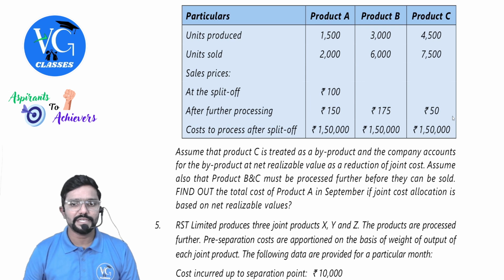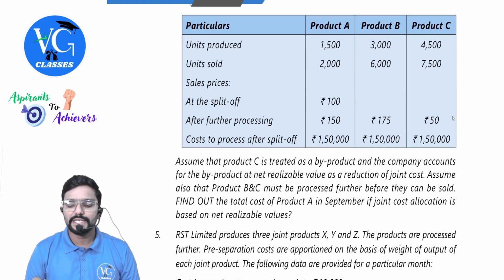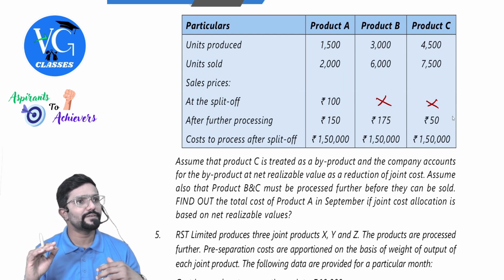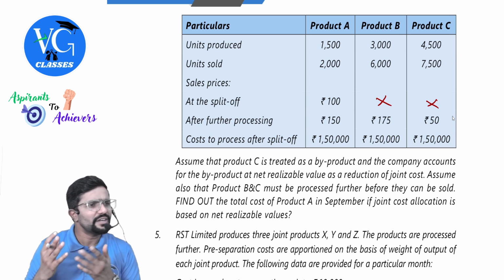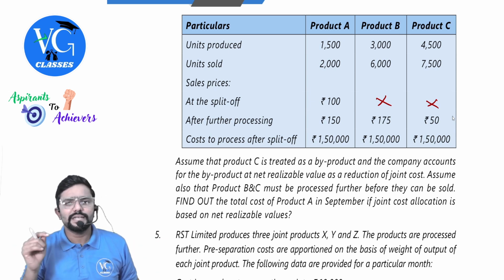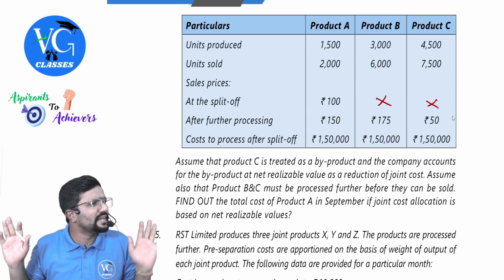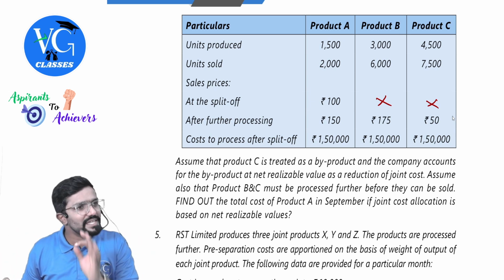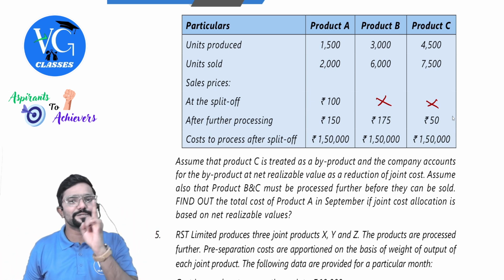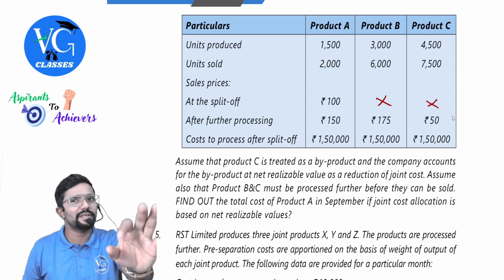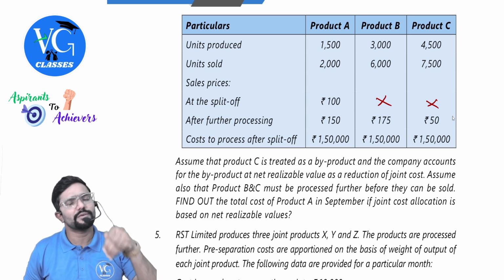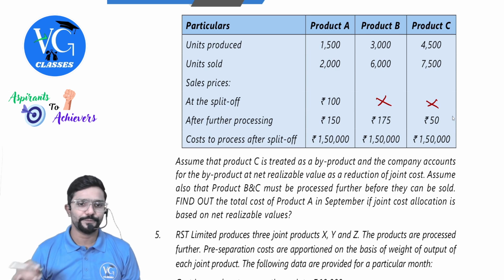Okay, guys, one thing you can understand, only for product A, we can sell it at split off point, whereas product B and C, you can sell only after further processing. Clear? Did they tell it in the sentence or not, I don't know. We will read it. But by just seeing the table, you should understand. When selling price at split off point for B and C is not given, it means maybe they don't have a ready market there. That means B and C, you have to sell only after further processing.